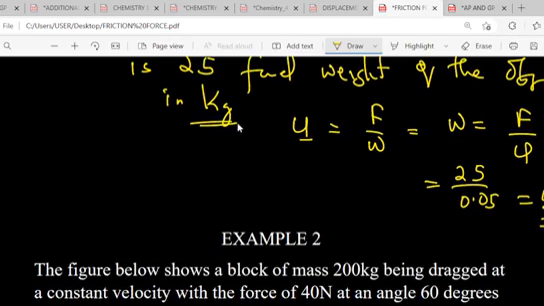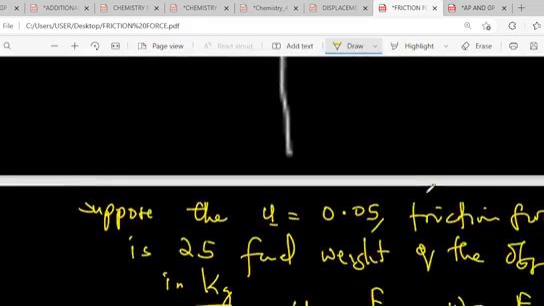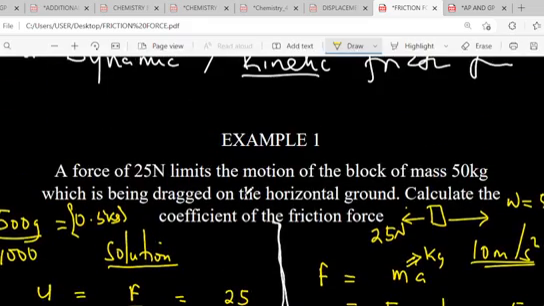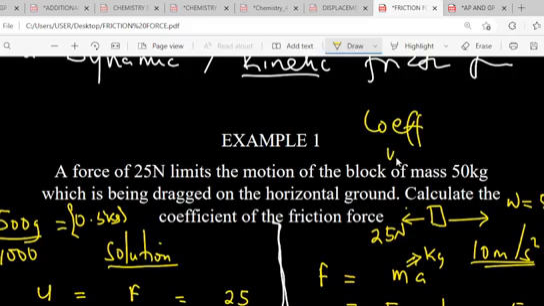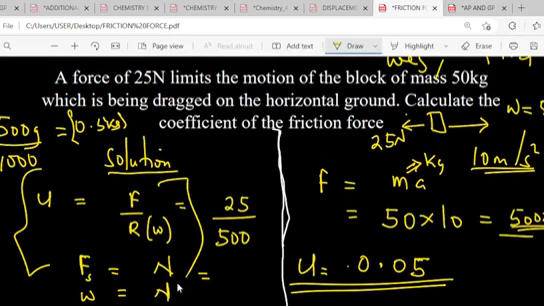Here they ask us to leave the answer in kilograms, so we use g as 10. We take the 500 newtons divided by 10, so you get 50 kgs. So please try using this same example. If you have a coefficient, try to find the weight and try to find the friction. They can give you two things and hide one, which means they can ask for anything, not only the coefficient.